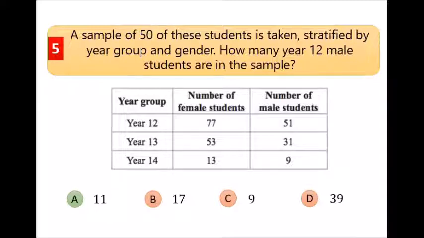So for question 5, we have a total of 234 students altogether. If we want 50 of these taken, then the fraction of those students taken in the survey is 50 over 234. So if we want to know how many students from each subgroup we need to take, then we need to do 50 over 234 multiplied by 51, which will give us 11 male students from year 12.